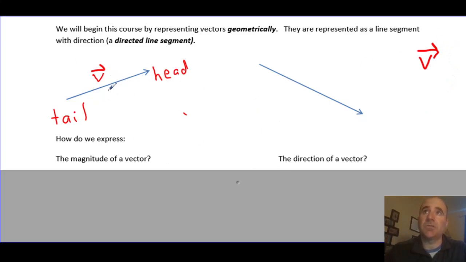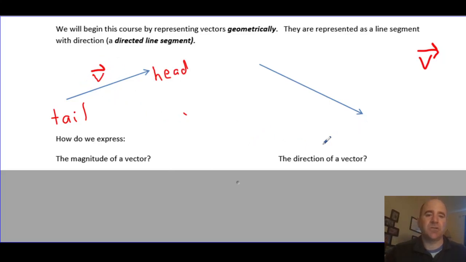V is very common, of course, to use as a vector name. U is also very common. I find u and v can be a little annoying though, because u can kind of look like a v sometimes. a and b are common to use for letters as well, x and y as well. Always lowercase when we name vectors like this.